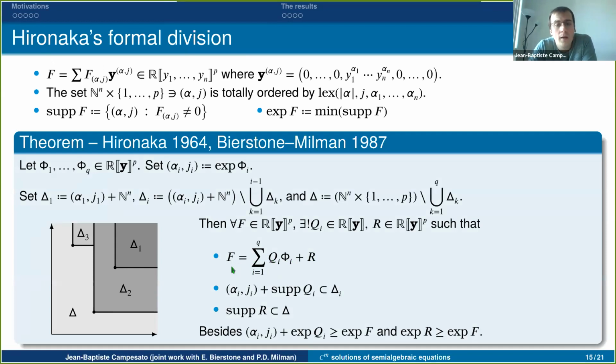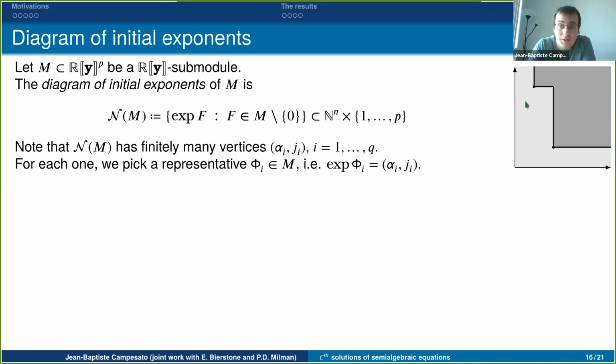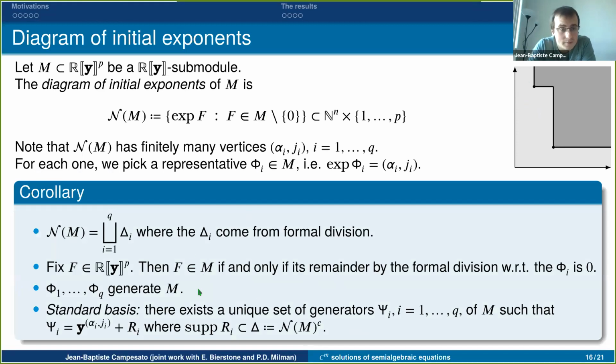And conversely, if we know that F is in the module, then F minus the sum of the Qi phi I is equal to R. So R is an element of the module whose support is entirely in the complement of the diagram. But by definition, the only element of the module whose support is outside the diagram is going to be 0. So that's how we prove these two facts. And if we fix some additional conditions on the phi I, there is some kind of uniqueness. So there exists what we call a standard basis.